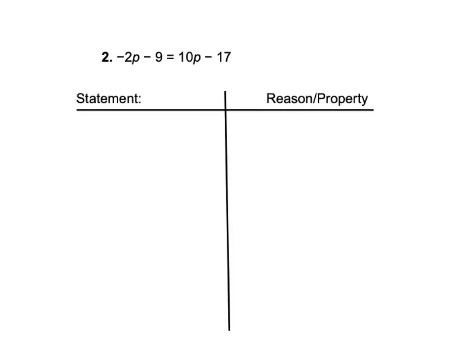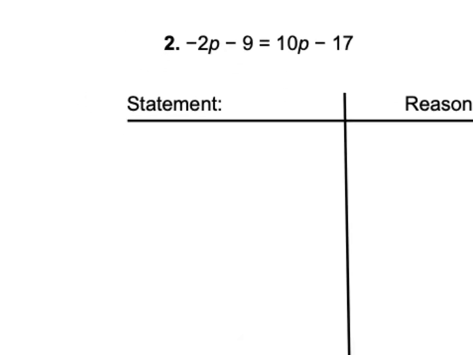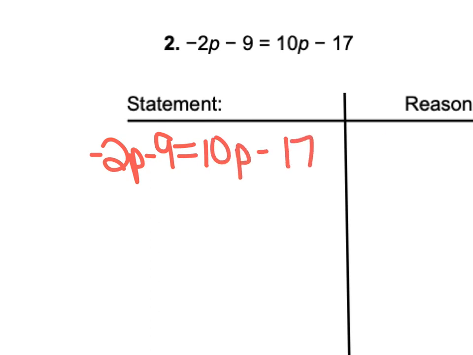Okay, we're just going to go through several examples here. This is another one. Variables are on both sides. So I'm going to start by just writing down my equation. I have negative 2p minus 9 equals 10p minus 17. That's given to me.